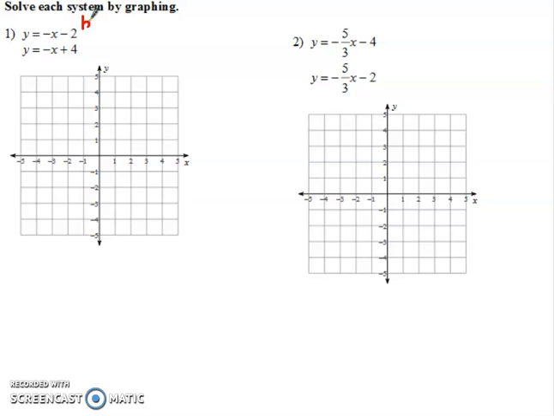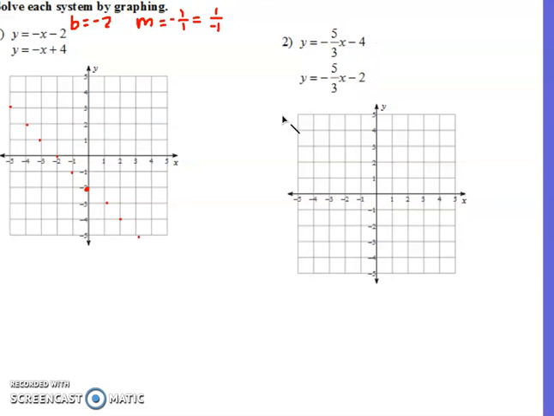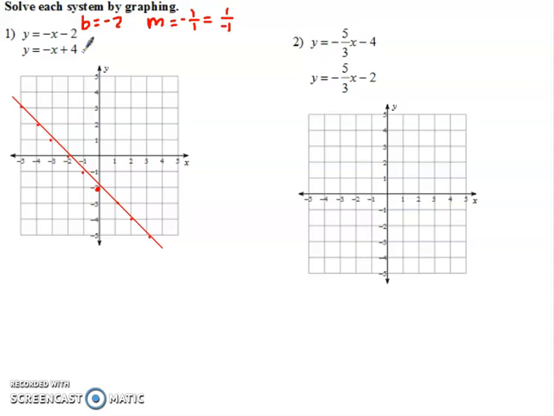My first equation, I've got a b value of negative 2 and an m value of negative 1, or negative 1 over 1, which would be the same as 1 over negative 1. So b value of negative 2, and then down 1, right 1, down 1, right 1, or up left, up left, giving me a line that looks like this. And then for my second equation, in blue, I've got a b value of 4, a y-intercept of 4, and an m of negative 1 again.